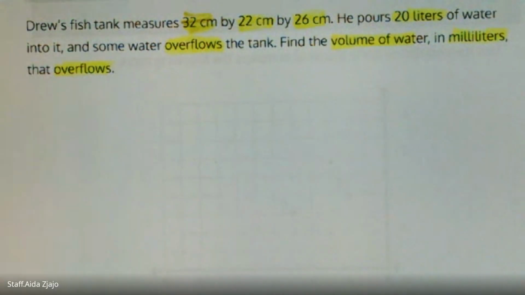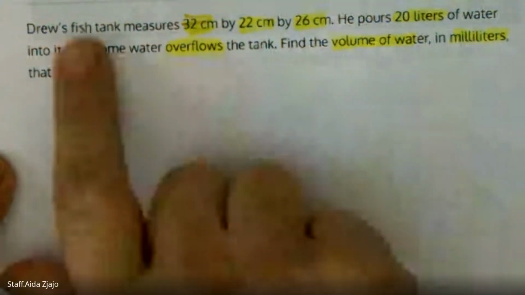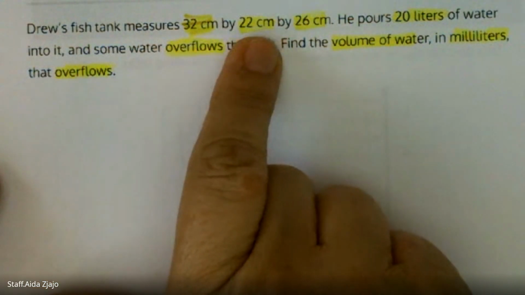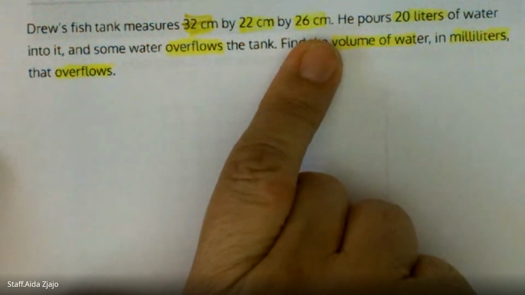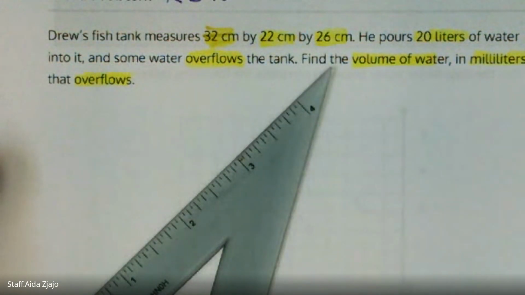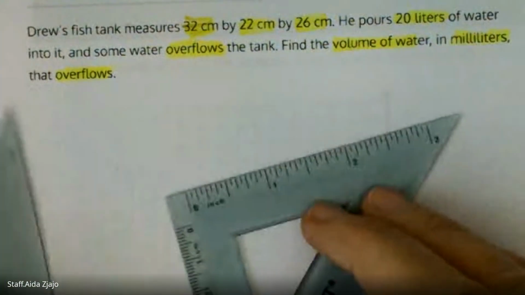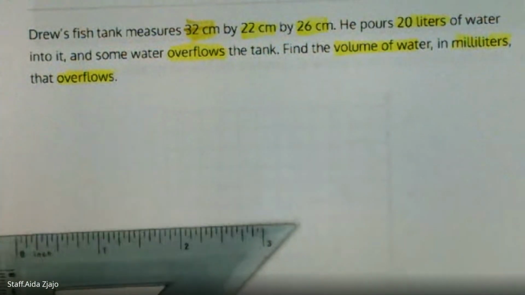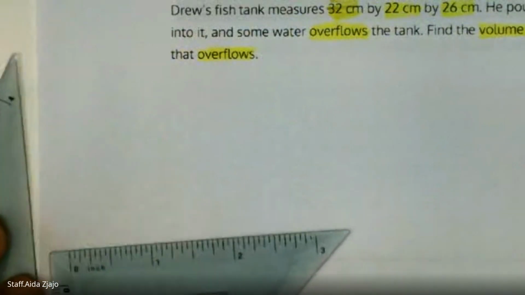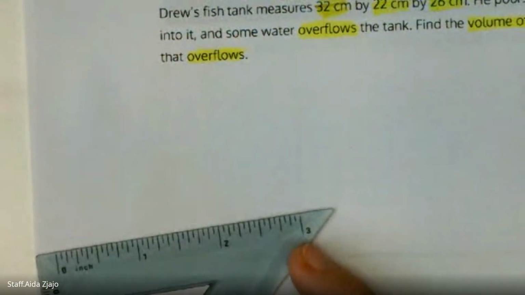So we're going to read again step by step, but first let's draw. Drew's fish tank measured 32 by 22 by 26. Let us draw that tank. I'm going to draw right here.